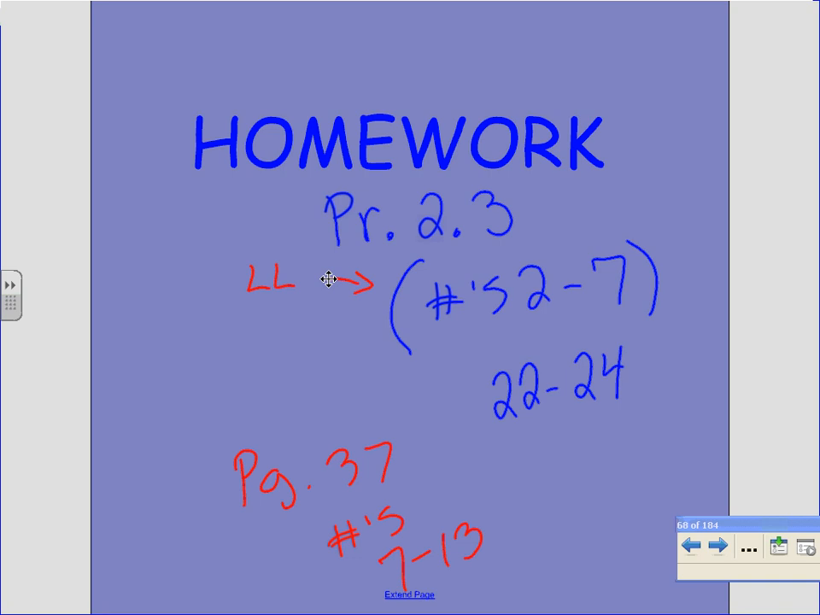Yeah. Well, also 22 to 24. No. Page 37 should be numbers 7 through 13. Yep. Charles. On loose leaf. You okay with that? Okay. Briar.